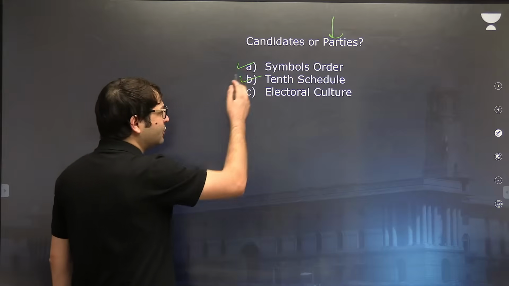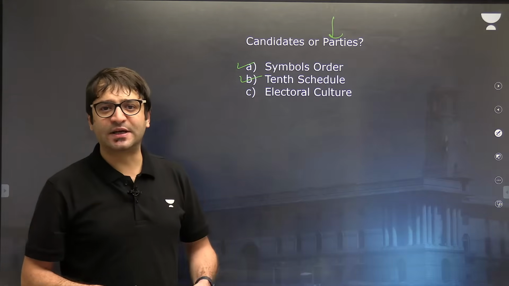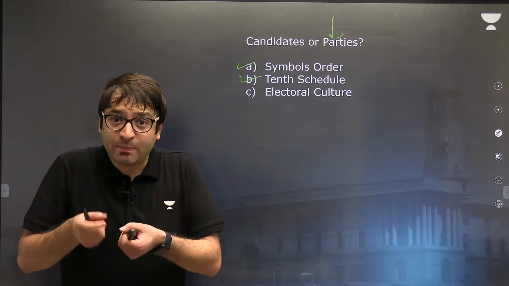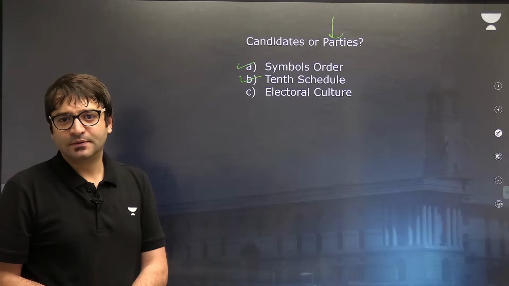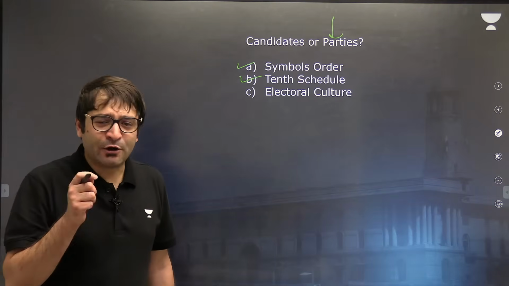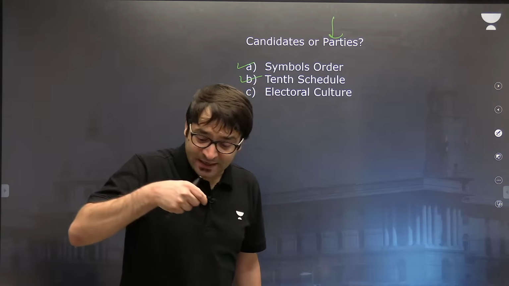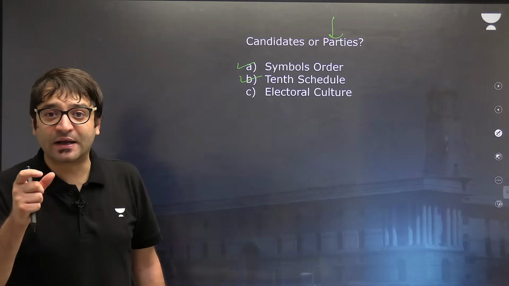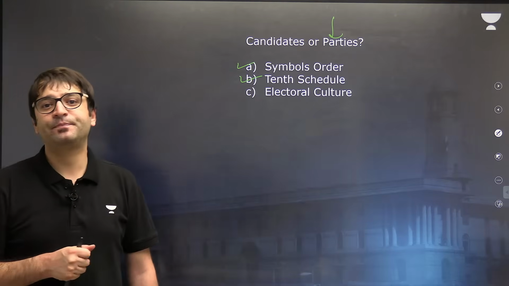Forget about the Symbols Order. Look at the 10th Schedule of the Constitution, where in the Shiv Sena verdict the Supreme Court has said the whip issued by a political party is binding on the candidate. This whip cannot be issued by the legislative wing of a political party. It is to be issued by the organization of the political party. So political parties have more prominence.